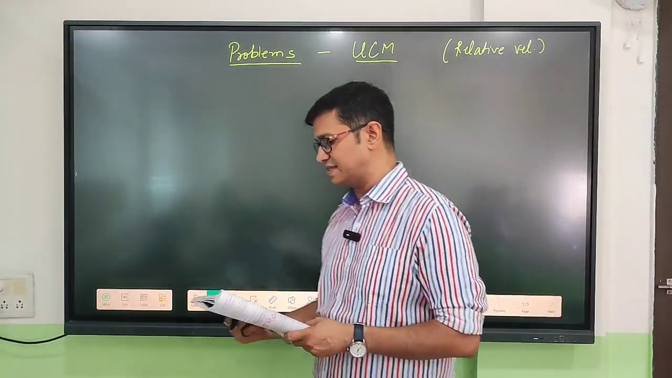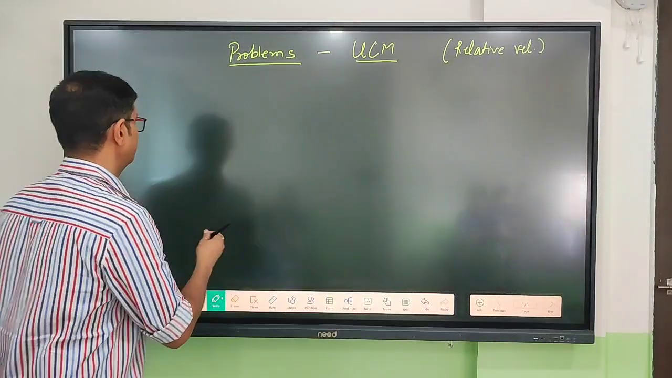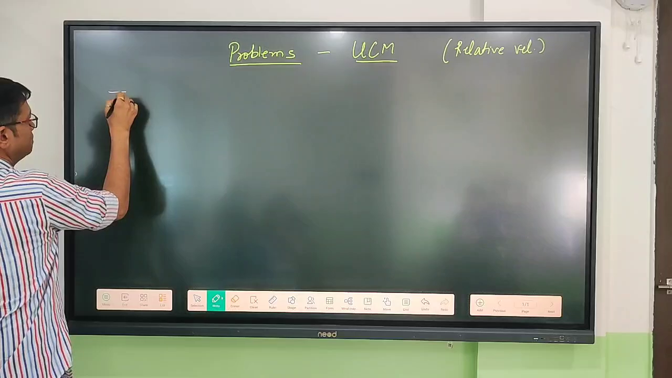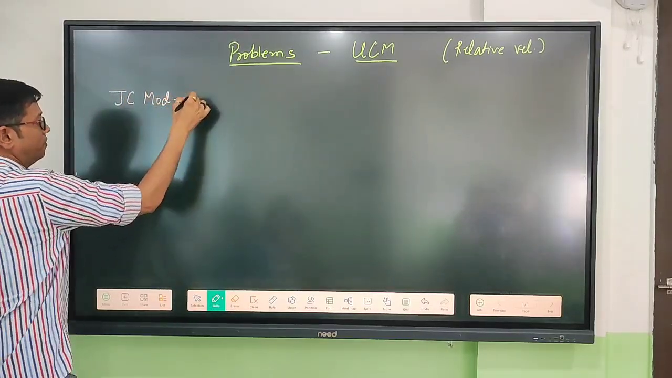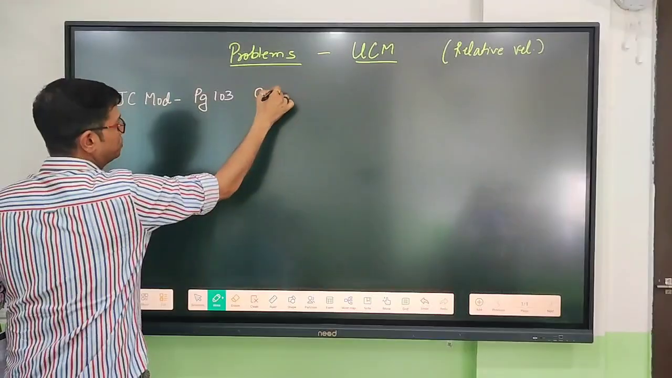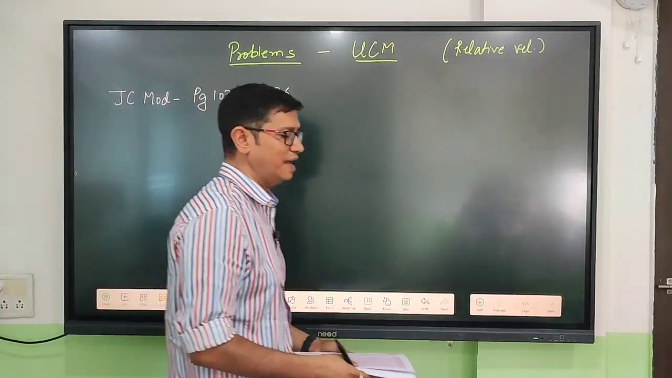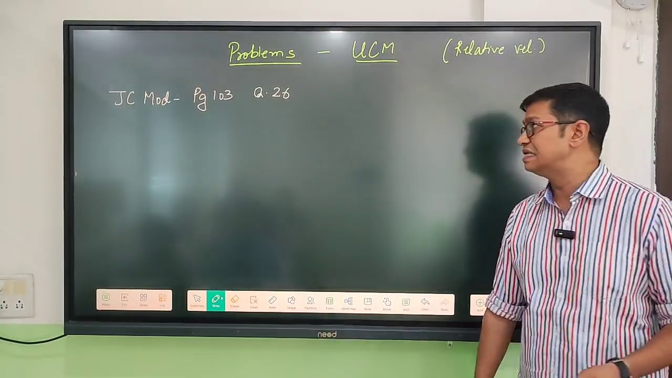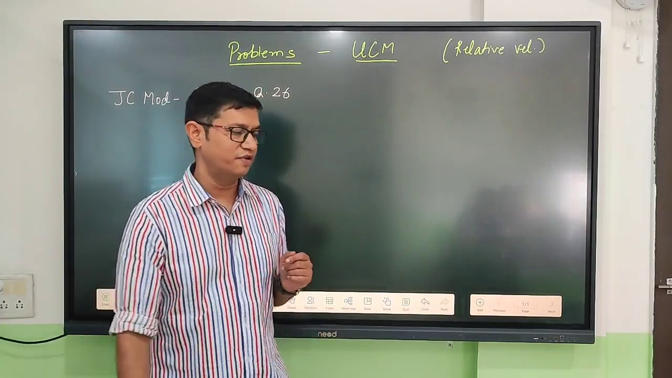Solved example 26. The speed of an object. This one. So we are doing JC module. Page 103. Question 26. Because similar question it has come in one of the entrance exam fairly recently. So let's read the problem and then we will start.